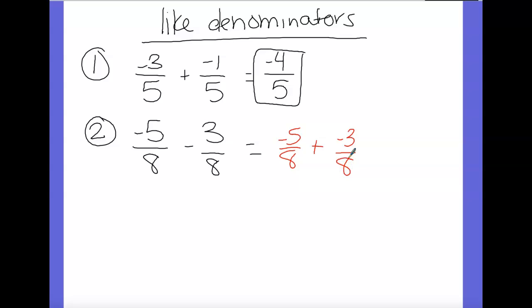Keep, change, change. Okay, so if I have 5 negatives and I add 3 negatives, how many do I get? You get a whole, negative 8/8. Is it an improper fraction? No, so I can reduce. What does this reduce to? Negative 1, because negative 8 divided by 8 is negative 1. We divide when we reduce.